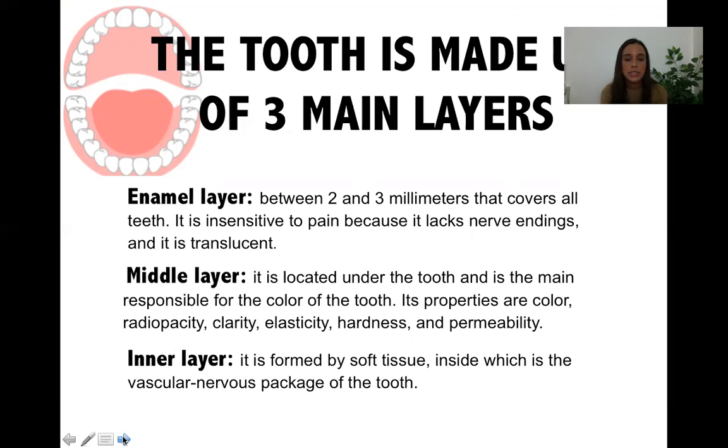The second layer is the middle layer. It is located under the enamel and is the main determinant of the color of the tooth. Its properties are color, radiopacity, clarity, elasticity, hardness, and permeability. The third main layer is the inner layer. It is formed by soft tissue inside, which is the vascular nervous package of the tooth.